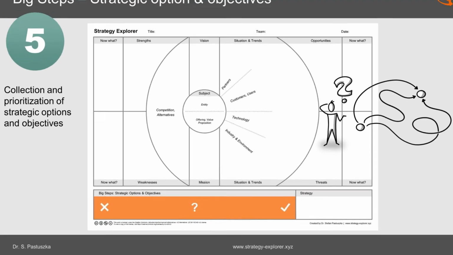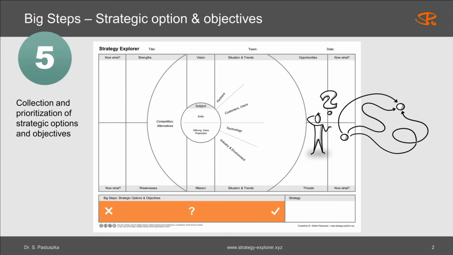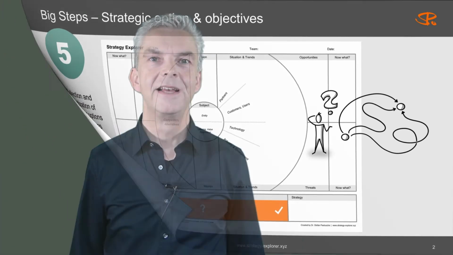This prioritization is simple and intuitive. If you feel you need more sophisticated selection processes, carry them out on an Excel sheet, for instance in a prioritization matrix, and then transfer the results into the Strategy Explorer. As soon as you have identified the most promising big steps, you are close to finalizing your strategy. This will be the subject of the next episode. But before, let's have a look at the big steps for our EcoMeet example.